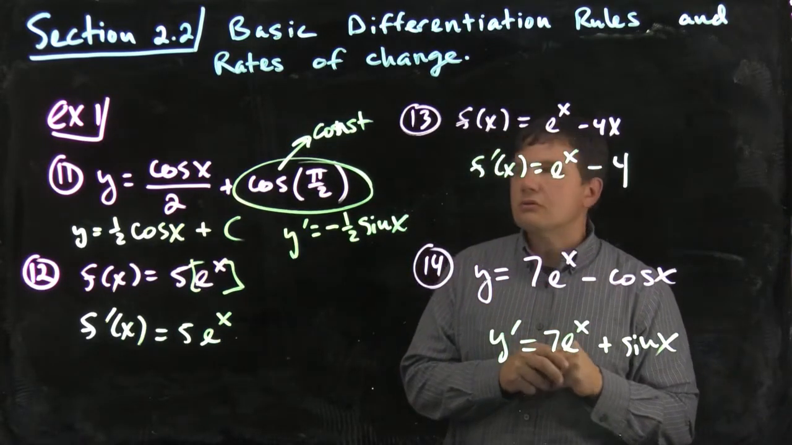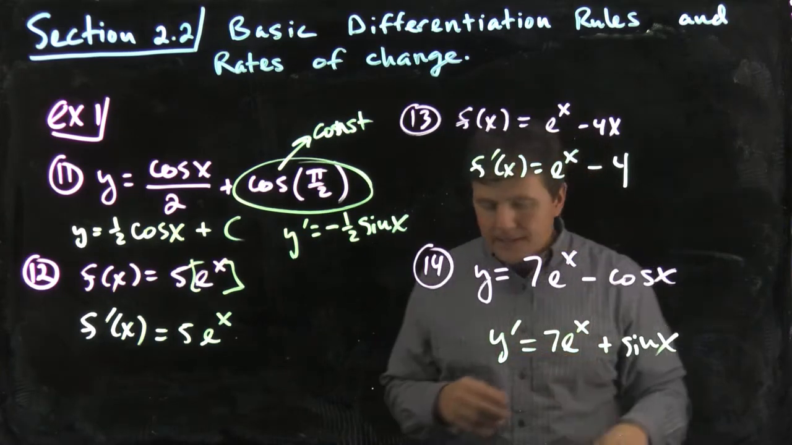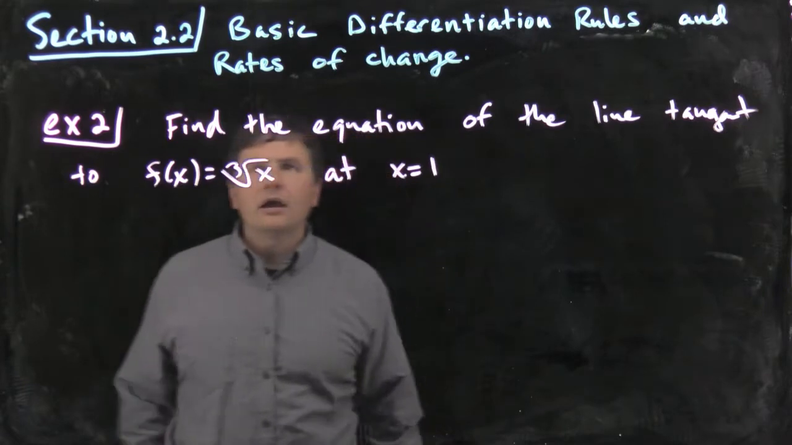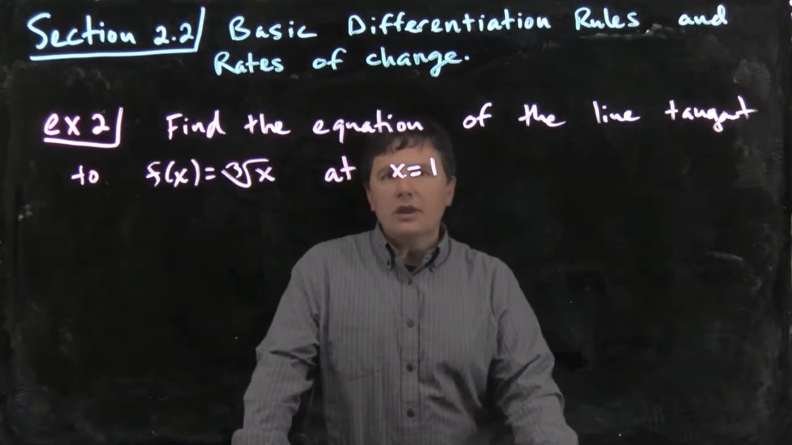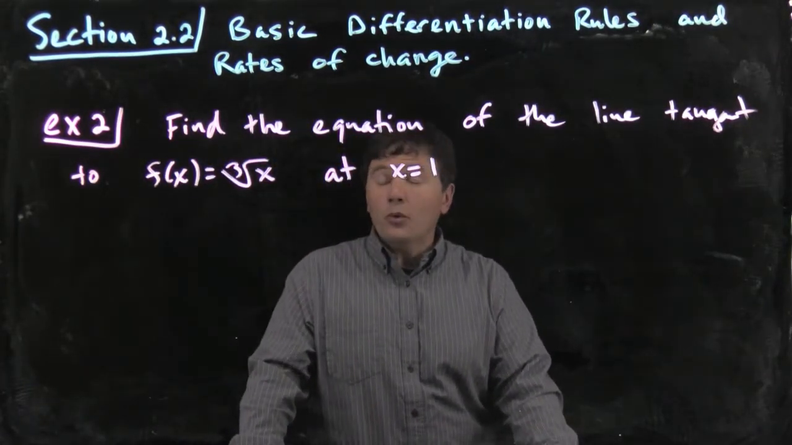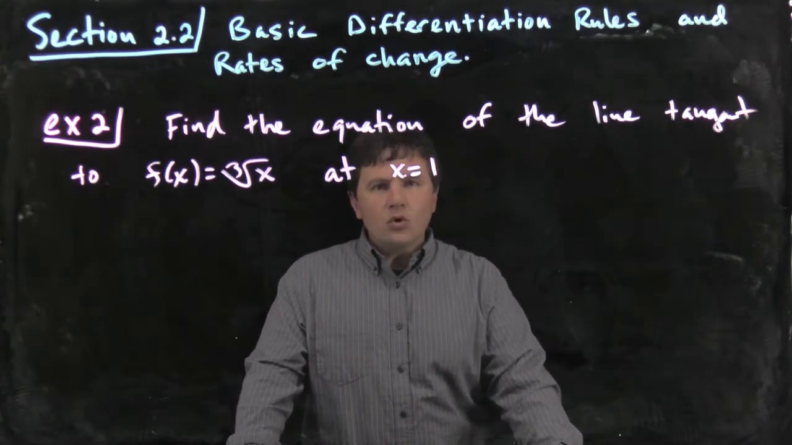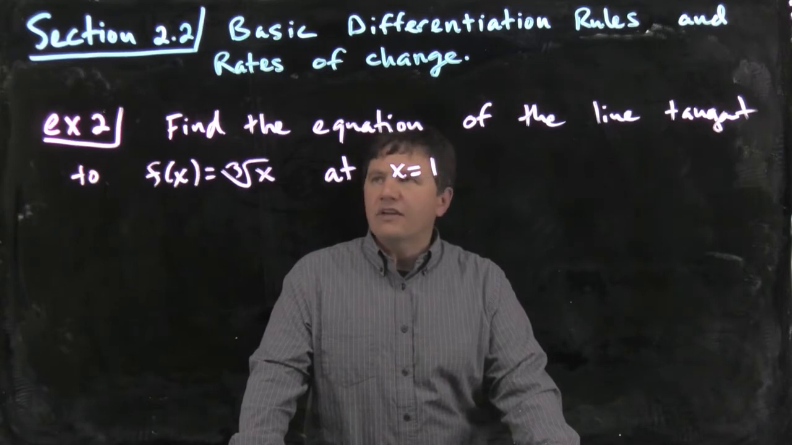Okay, let's do some other examples here using derivatives. Our next example: one of the things you're going to do a lot of in the next couple weeks is writing equations of tangent lines. That's the whole point of derivatives. They give us the slope of tangent lines.